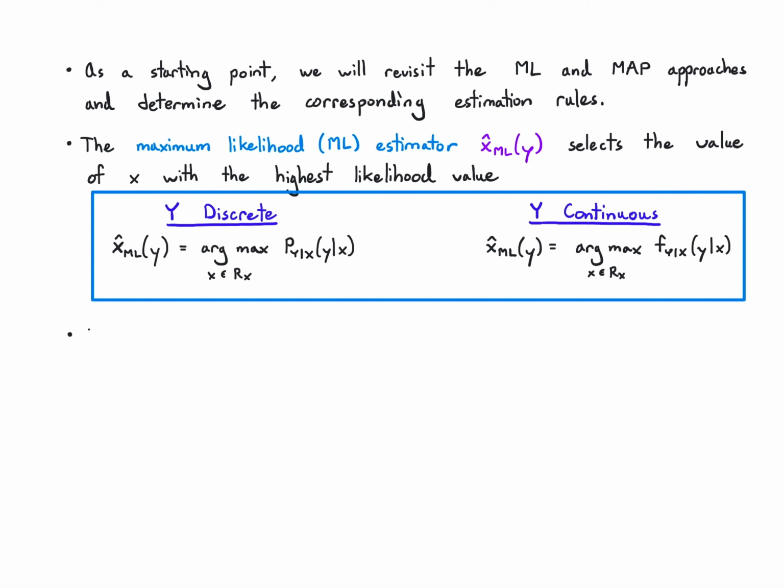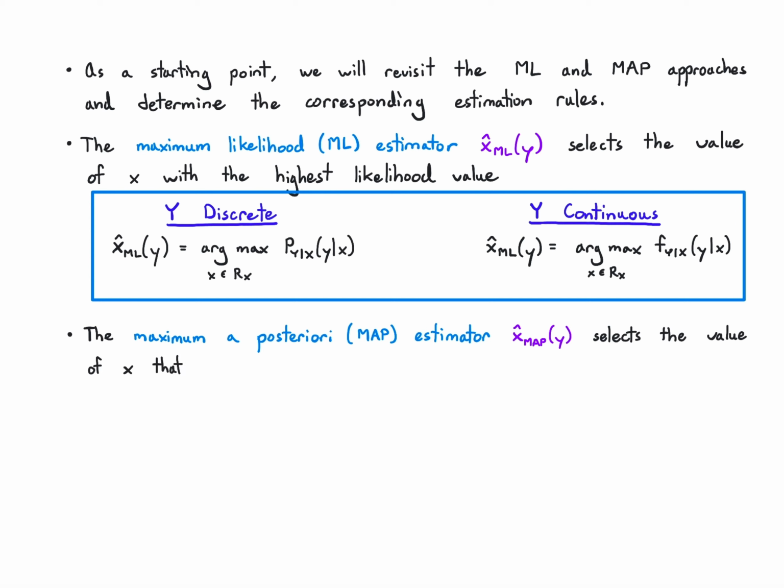The maximum a posteriori, or MAP estimator, x hat MAP, is going to do something which seems a little better. It's going to select the value of x that's most likely given the observation. At this point, I just want to remind you that in the detection context, this was the optimal thing to do if you knew the full probability model. So if you know the probabilities of the hypothesis and the conditional probability model, this was the best thing to do. Here, it will turn out that it is not the best thing to do. And we're going to see why in a little bit.